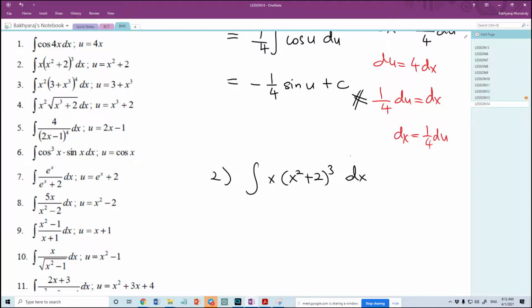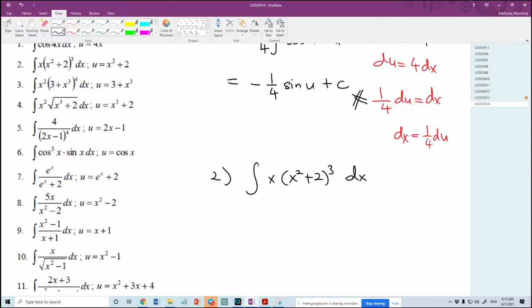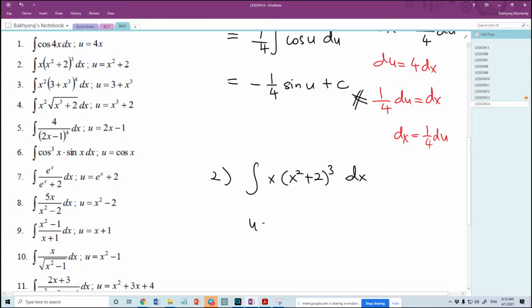Okay, now we cannot expand this as usual. You see, this one is power of 3, right? Power of 3 is not that easy to expand, so we cannot expand as usual. So the only thing we can do is the substitution method. Okay, we have to apply the substitution method. Now I'm going to start with u. Okay, u is equal to x square plus 2.